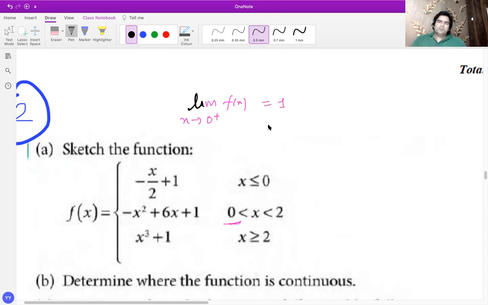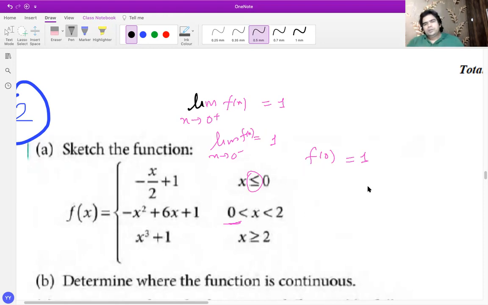So the right hand limit is 1. For the left hand limit, if I take x slightly lower than 0, I'm obviously going to use this function here, and that is going to be 1. And f of 0 is also important. You can see f of 0 is included in this, and it is also 1. So you can see that around 0, all 3 values are the same. Hence, the function is continuous.